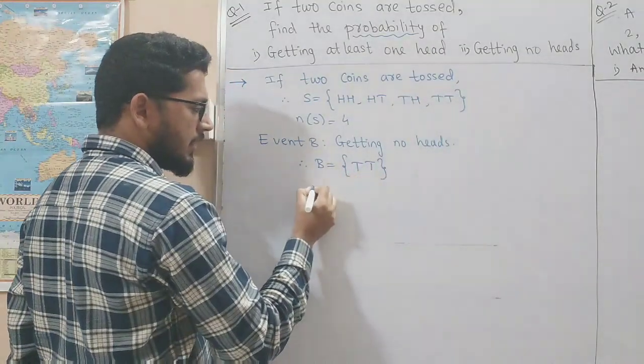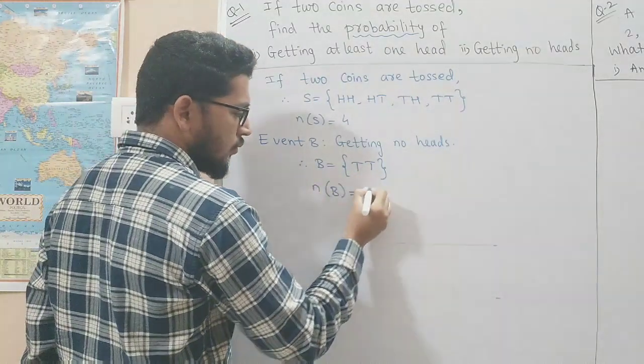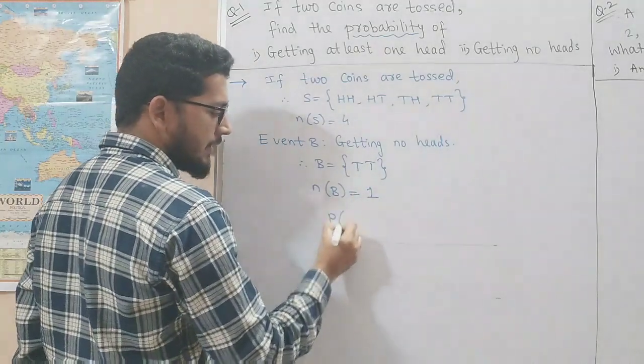तो T और T कितना हो गया, एक ही पॉइंट मिल रहा. So N of B is equal to 1. N of B 1 आ गया. अब हमको प्रोबेबिलिटी निकालना है.